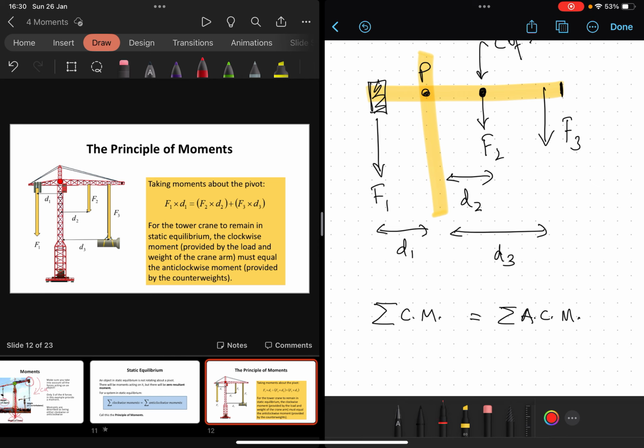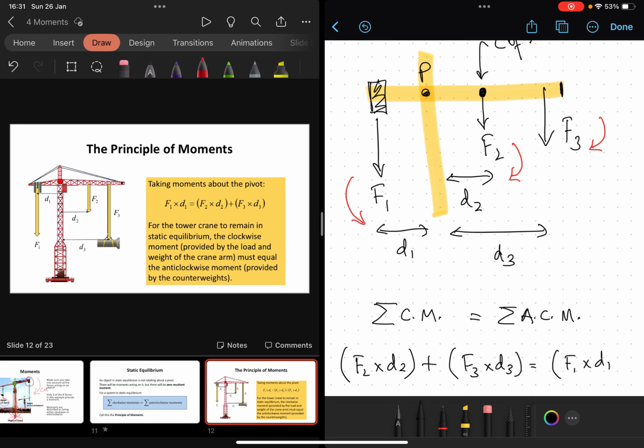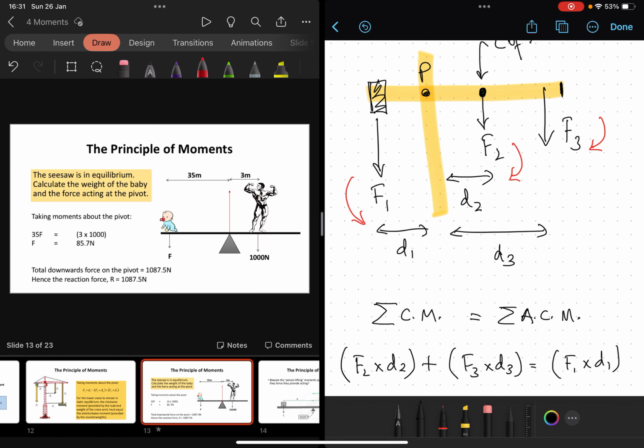So what's clockwise, what's anti-clockwise? I think F3 is clockwise, I think F2 is clockwise, and I think F1 is anti-clockwise. So I've got 2 clockwise forces. I've got F2 at some distance D2, and I've also got F3 some distance D3. And if I add up those 2 moments, that's equal to the 1 anti-clockwise moment, which is F1 D1. And as long as that condition is kept, that crane will not topple over. So let's have a little look at some actual numbers, calculation then.